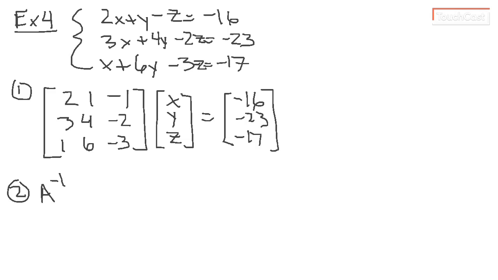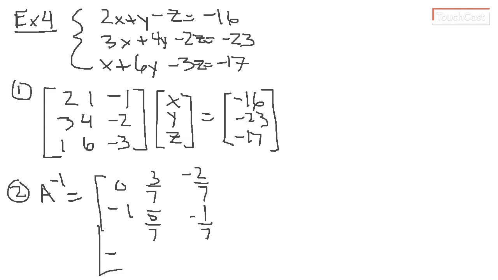So my inverse matrix this time is going to be 0, 3/7, negative 2/7, negative 1. In fact, I'm going to give myself a little bit more space writing down here. 5/7, and negative 1/7. And then I'm going to have negative 2, 11/7, and negative 5/7.